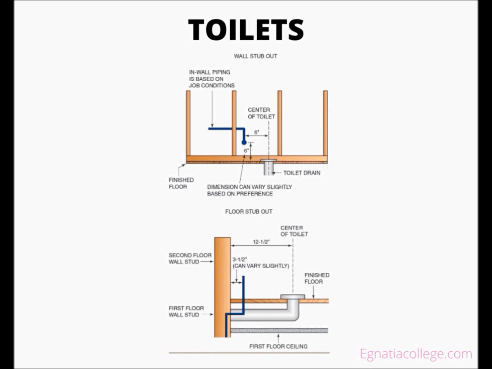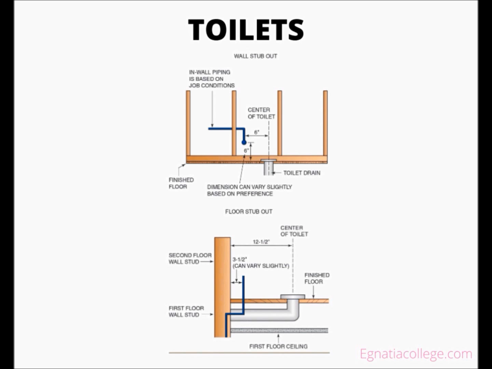Toilets. A plumber installs the in-wall piping for a toilet based on the location of the center of the toilet, with the standard dimension being 6 inches to the left of the toilet center. The stub-out location is standard for most toilets. If a one-piece toilet is being installed, the plumber must use a rough-in sheet provided by the manufacturer.